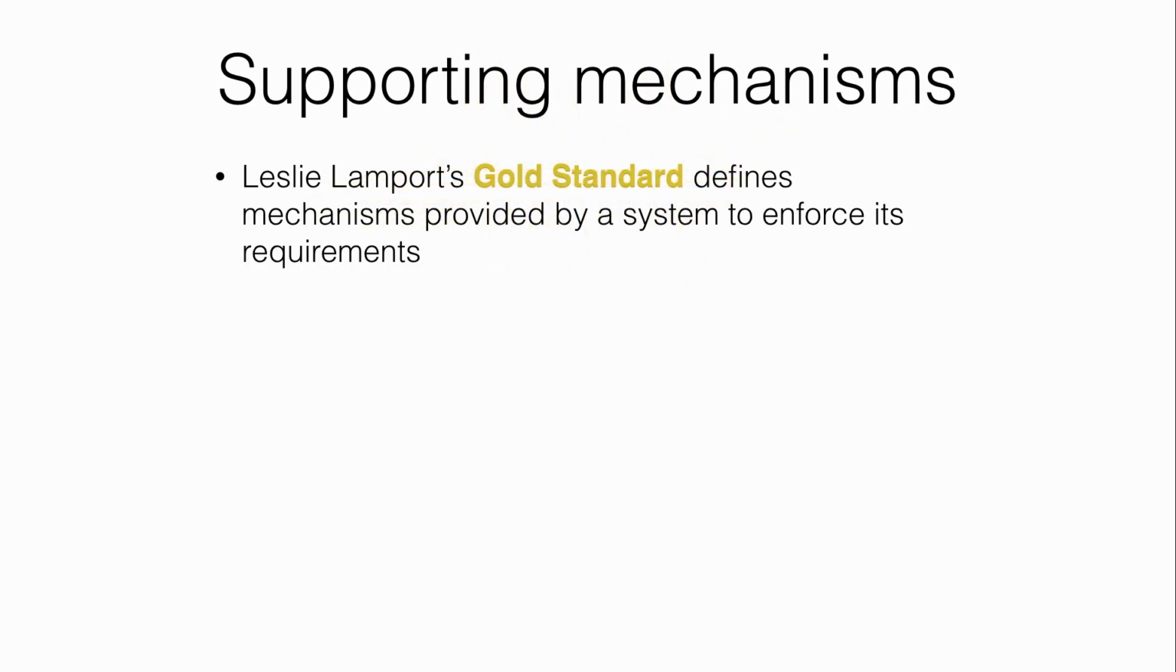Once we've defined the security policies we have in mind for an application, we have to think about how we're going to enforce those policies. Leslie Lamport defined the gold standard as the three sorts of mechanisms often provided by a system to perform this sort of enforcement. These mechanisms include authentication, authorization, and audit. And of course, gold comes from the first two letters of each of these actions, AU, from the periodic table.